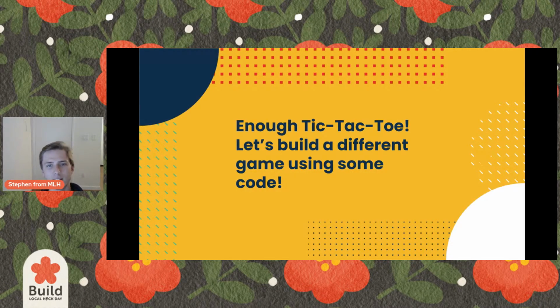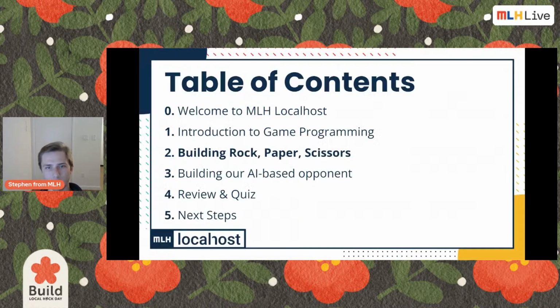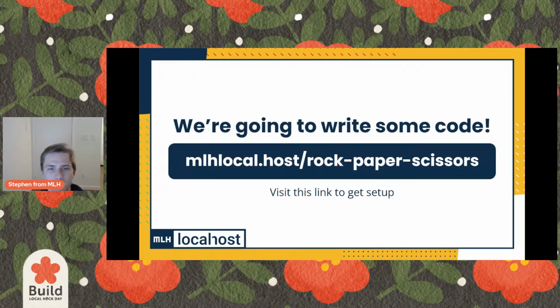All right, so enough about tic-tac-toe. Let's build a different game using some code. We're going to build the game rock, paper, scissors. Very common game, pretty much known all around the world. Very simple, and actually the same rules apply to every state, which is why it's a great analogy for our tic-tac-toe.